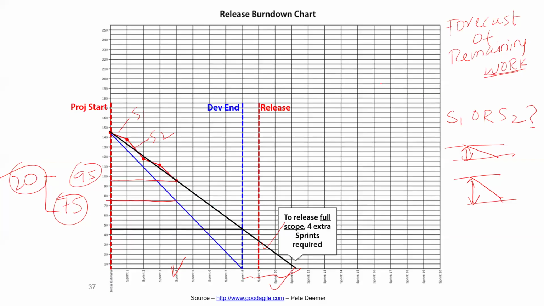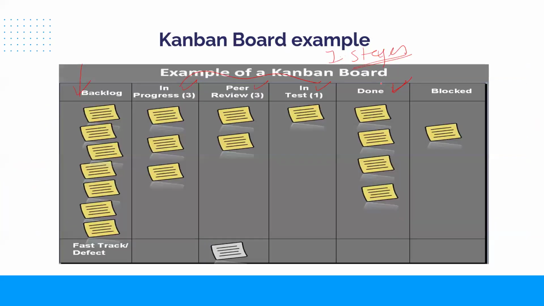Now come back. Next, there are some numbers written here: in progress 3, peer review 3, in test 1. What are these numbers? These we call WIP limit. WIP stands for work in progress limit. Now, what does that mean? Like we said, 3 in progress. What that means is we have a capacity or a limit of 3 items at a given point in time.